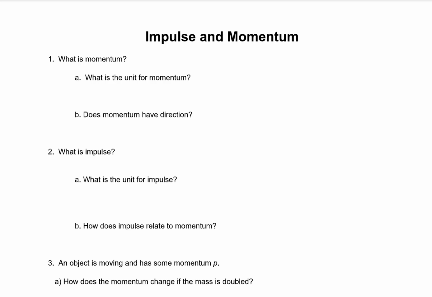Oh, hello. These are the solutions to the impulse and momentum worksheet. So we're going to dive right in. What is momentum? Well, momentum is mass in motion. The way that we find momentum, we use a P for it. Momentum is equal to mass times velocity.